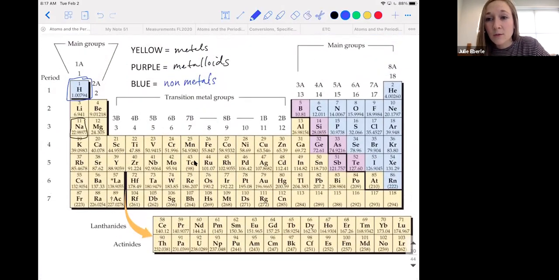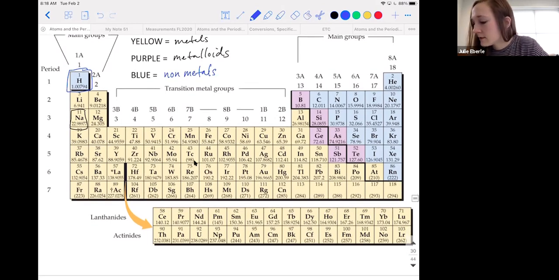So please be familiar with this, because I'm going to ask you where the metals are found on the periodic table, or where the non-metals are found. I may ask you what's the name for main group 1. I may ask you to name 3 transition metals. You need to know which section of the periodic table to go to find those things.